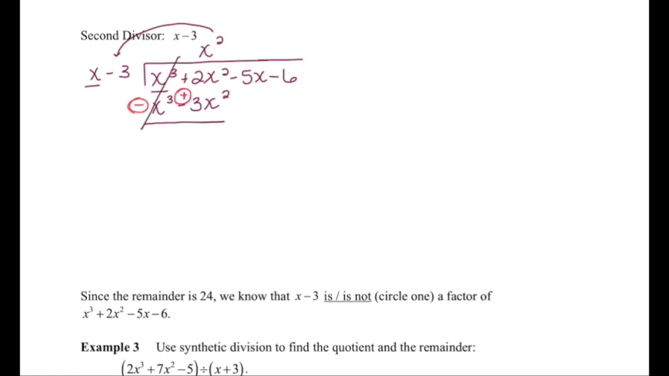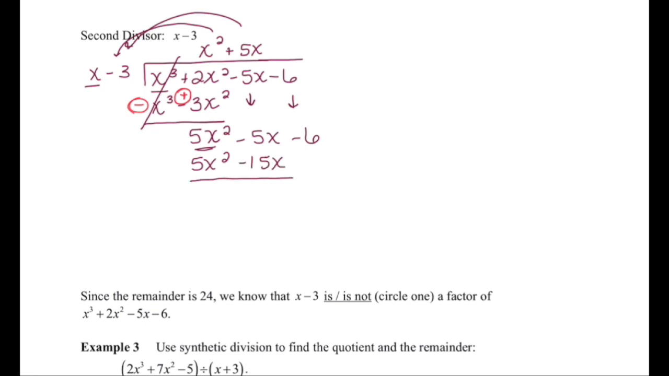Our x cubes disappear. I now have 5x squared minus 5x minus 6. What can I multiply x by such that I get 5x squared? Positive 5x will do, and we'll multiply everything on the left. 5x times x would give us 5x squared, and 5x times negative 3 is negative 15x. Subtract, so we'll change our signs.